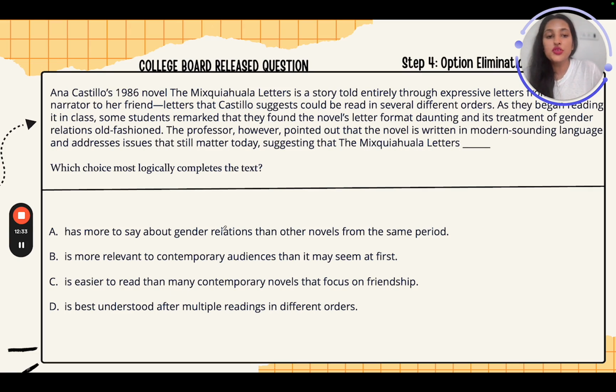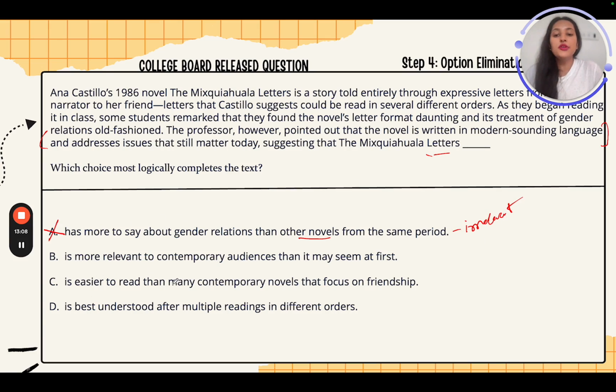A has more to say. So the letters has more to say about gender relations than other novels from the same period. Is there any kind of comparison given to us in the text? Are the students comparing this novel with any current novel of the same period? No, there is no comparison. The text wants to know what this argument that the professor gave about the books tells us about these letters. Nowhere is the text comparing anything. So this is definitely out. This is irrelevant.